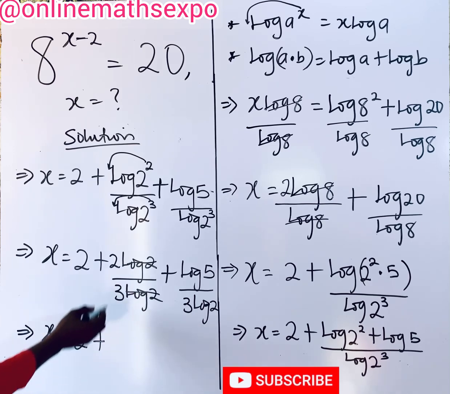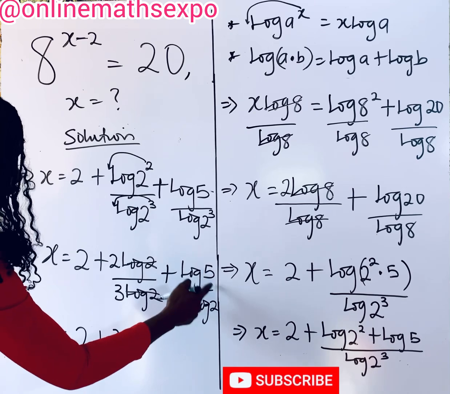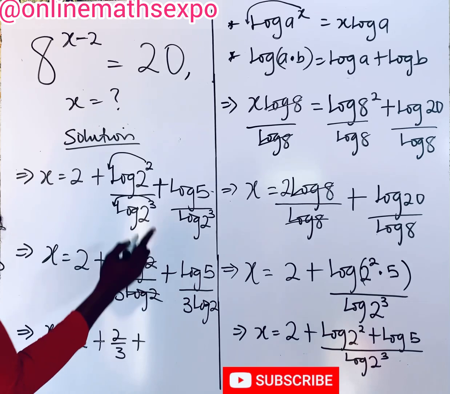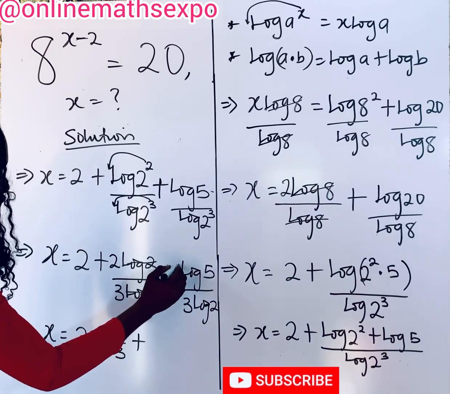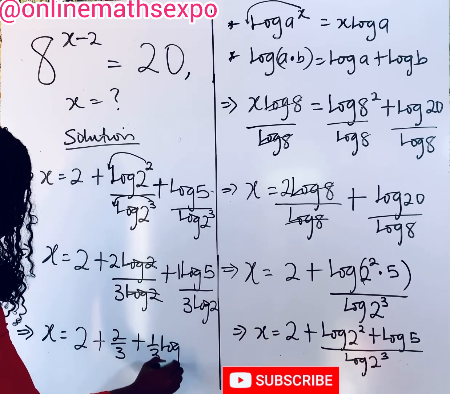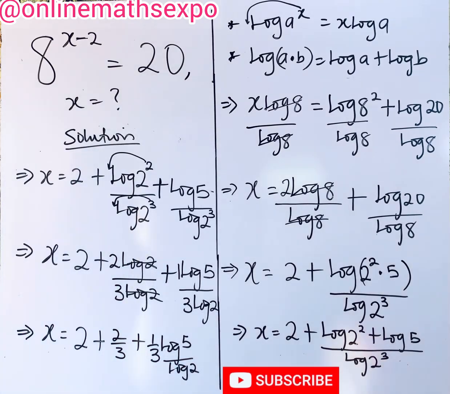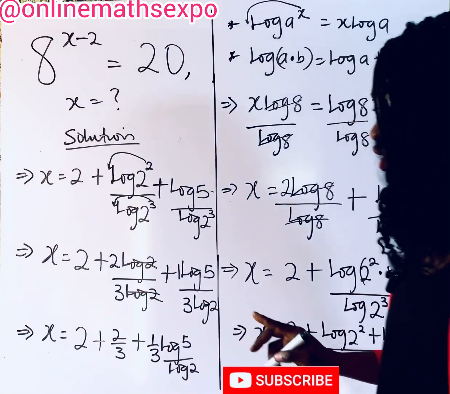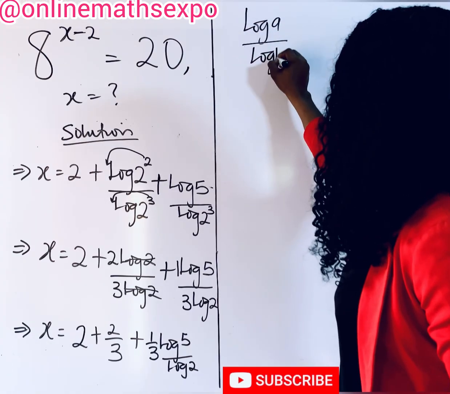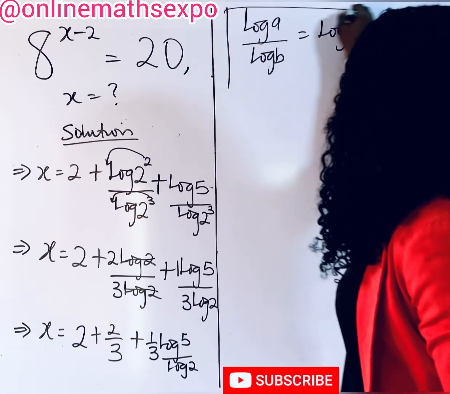Okay, so if you simplify again, you have x is equal to 2 plus, this and this are the same, so take them off. You have 2 divided by 3 plus, for this and this are not the same, so we cannot cancel out. But remember that the coefficient of log 5 here is 1. So this is going to give us 1 over 3 log 5 divided by log 2. Now, let me remind you of another interesting rule of logarithm that says log of A divided by log of B is equal to log of A base B. Now, this is going to guide us.